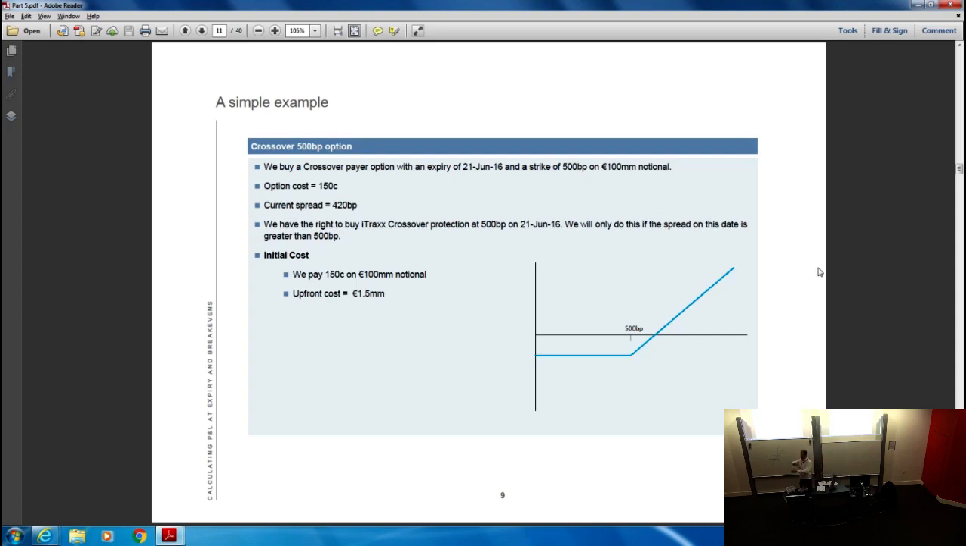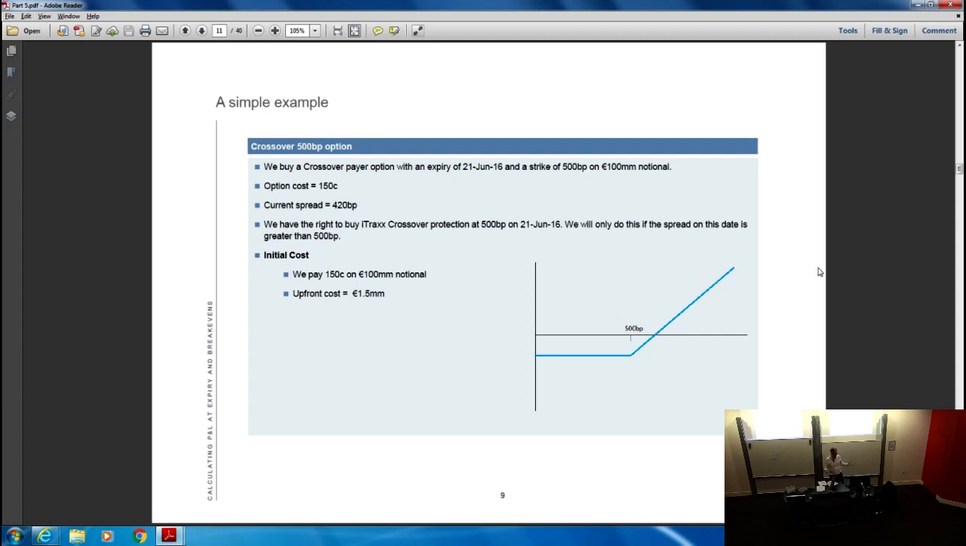So when we talk about a running spread, i.e. an annual spread, it's in basis points. When we talk about an upfront cost, it's going to be in a cents number. So you pay 150 cents upfront. Your current spread is 420. And you are buying a payer option, so you've basically got the right to buy protection at 500 basis points if spreads go above 500 basis points.